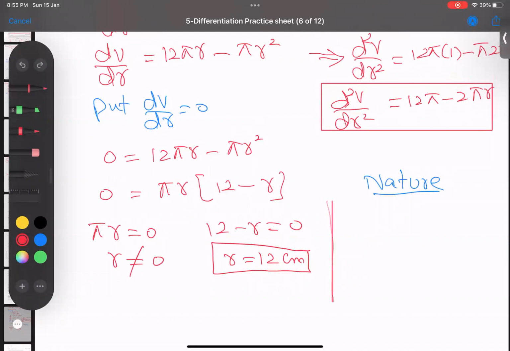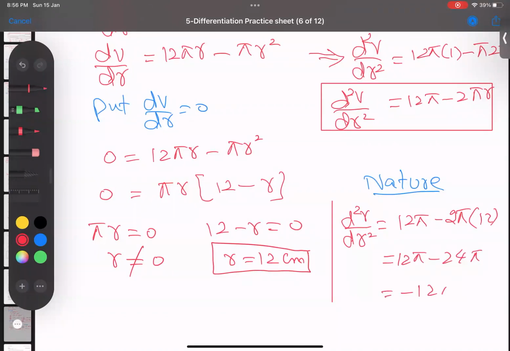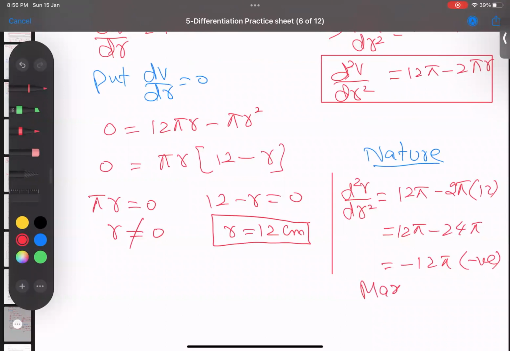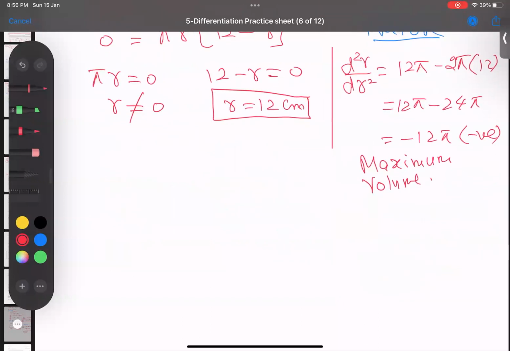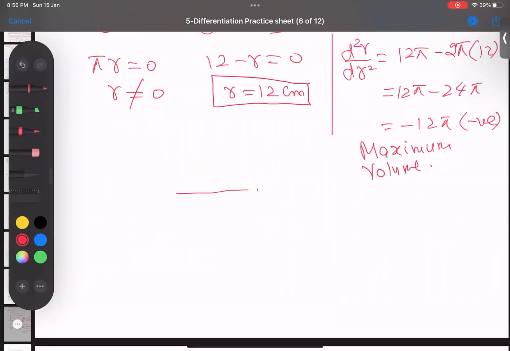So let's try. So d2V over dR2, 12 pi as it is, minus 2 pi, and this 12 goes there. When 12 goes there, I get 12 pi minus 24 pi, and I'm getting negative 12 pi, which is negative. It means it's a maximum volume, confirmed. Because you know it very well, when I get a negative, it's called point of maxima. If I get a positive, point of minima. So I have done it, alhamdulillahi rabbil alameen.